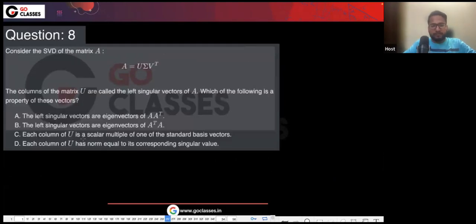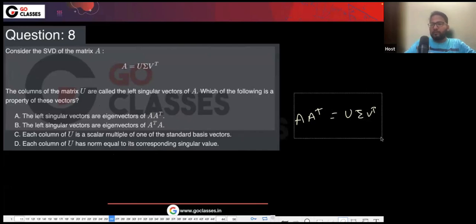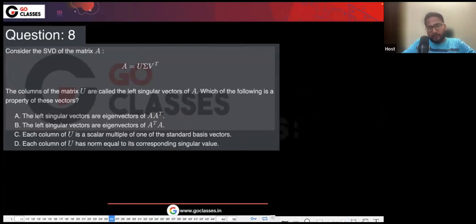Now let's see this. I think this was also an easy question, right? They are saying left singular vectors are eigenvectors of A A transpose. Which one is true, A or B? A is basically starting with U, right? So yes, U vectors are eigenvectors of A A transpose. You can multiply A and A transpose, you will get U sigma V transpose and so on, and you will see that the eigenvalue decomposition of A A transpose has U as eigenvectors, right? So that's why this is true.